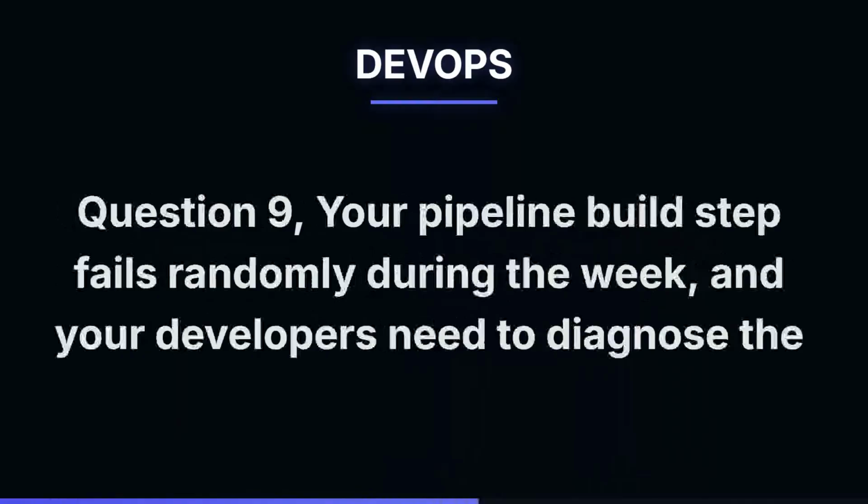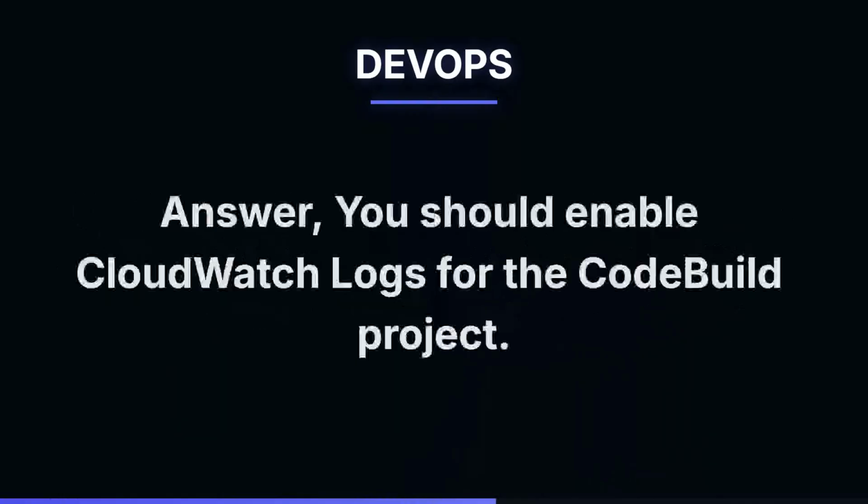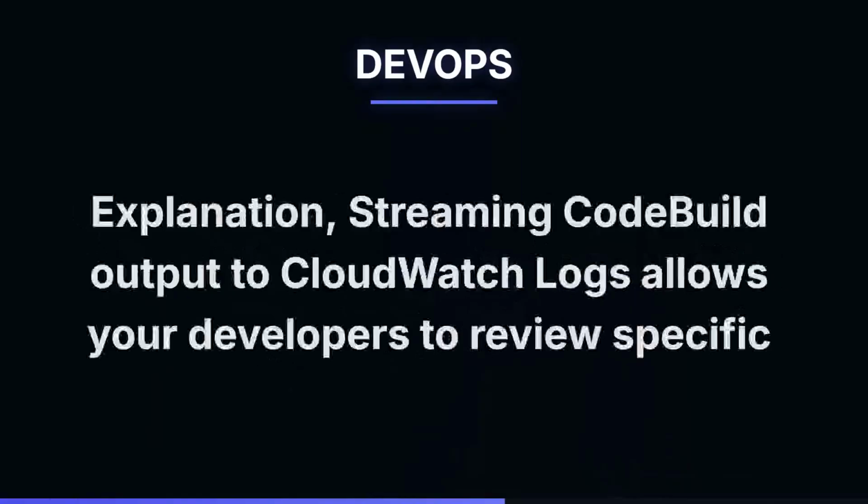Question 9. Your pipeline build step fails randomly during the week, and your developers need to diagnose the exact phase where the failure happens quickly. How can you enable this detailed visibility? Answer: you should enable CloudWatch logs for the CodeBuild project. Explanation: streaming CodeBuild output to CloudWatch logs allows your developers to review specific build phases and identify the exact error.